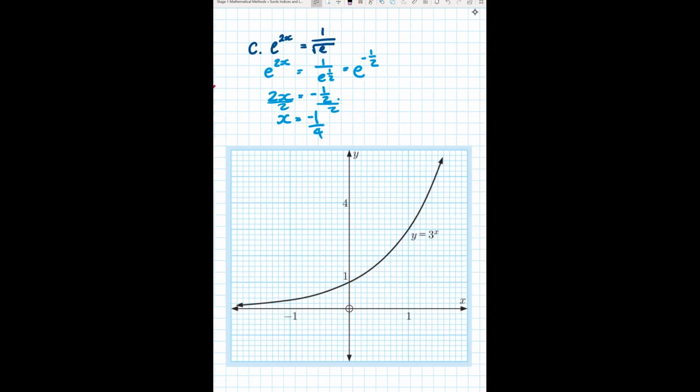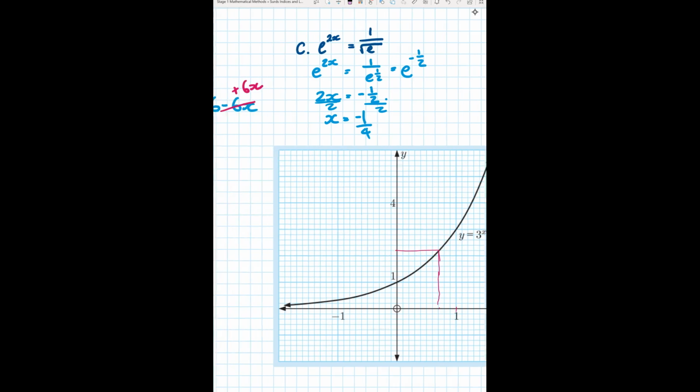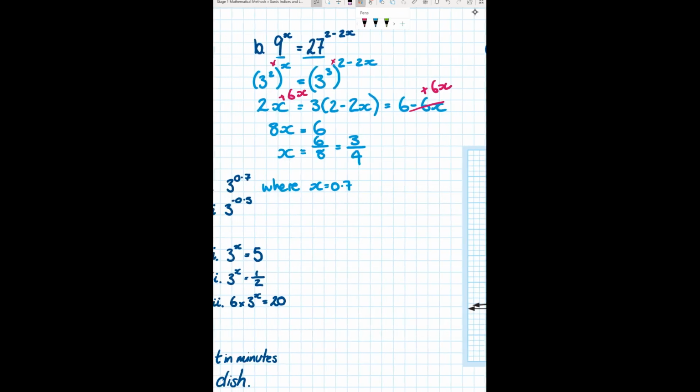So we come over to our graph. Where x equals 0.7, so x is equal to 1 here, so 0.7 is here. We read up on the graph and across. So here's 1, 2. This would be about 2.2 at this point. So we can say where x equals 0.7, y is around about, because we're reading off a graph, we're not too precise, 2.2.